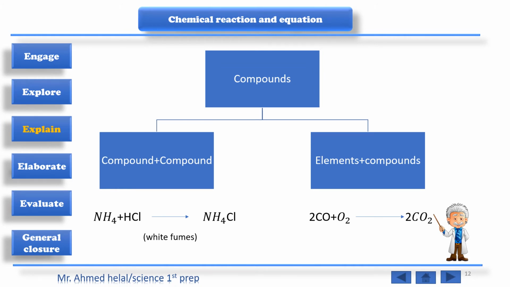And it may be between compounds, here compound plus compound, like ammonia plus HCl equals NH4Cl. This is a compound and this is a compound, equals NH4Cl, and this is a white fume. It may be between element and compound. This is 2CO, this is a compound as we know, and this is oxygen, this is an element. So here it's between compound and element, equal to CO2.